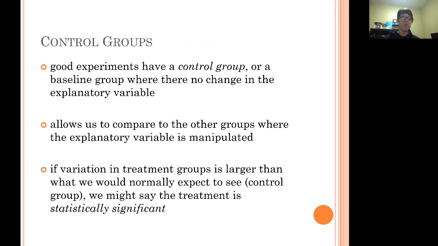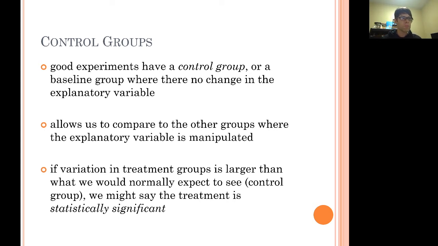Okay, so let's move away from explanatory and response variable just for a moment, and let's step back and look at the overall setup of a good experiment. A very good experiment is going to have something called a control group. And the control group is essentially a baseline group. There's going to be no change in the explanatory variable. We're going to leave the level of the explanatory variable the same. It should be a typical amount.